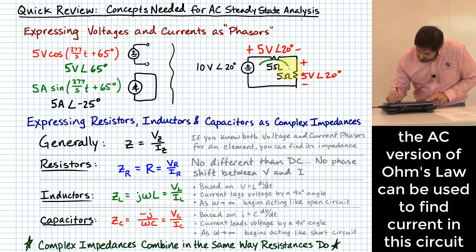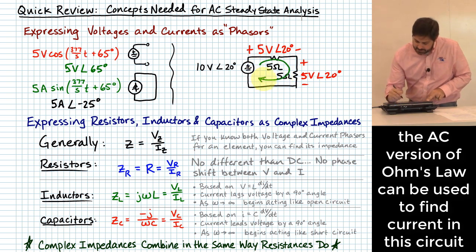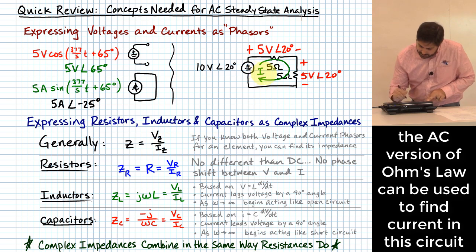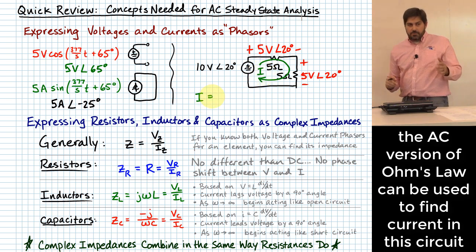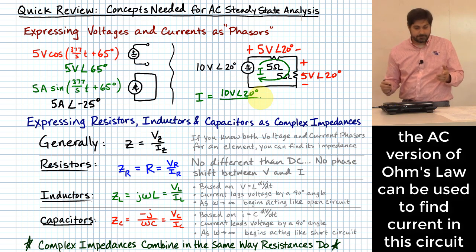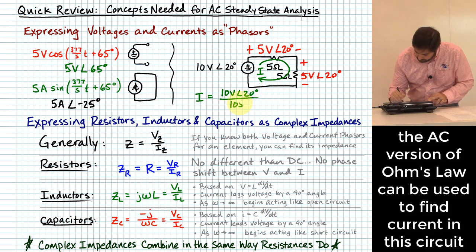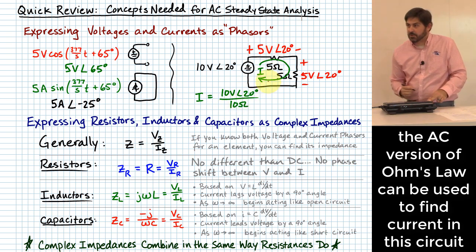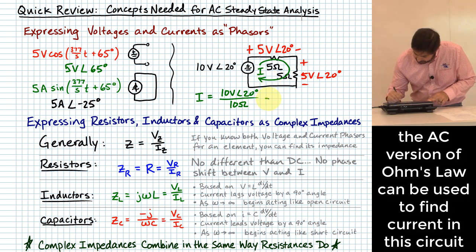Let's say the current would be something like this. I could call it I. How would I express I? Okay, V over impedance, right? The voltage over the impedance. And so what you would have there is basically 10 volts angle of 20 degrees divided by what? 10 ohms. That would be the overall resistance of that whole circuit. And so what would that give you? 1 amp at an angle of 20 degrees.